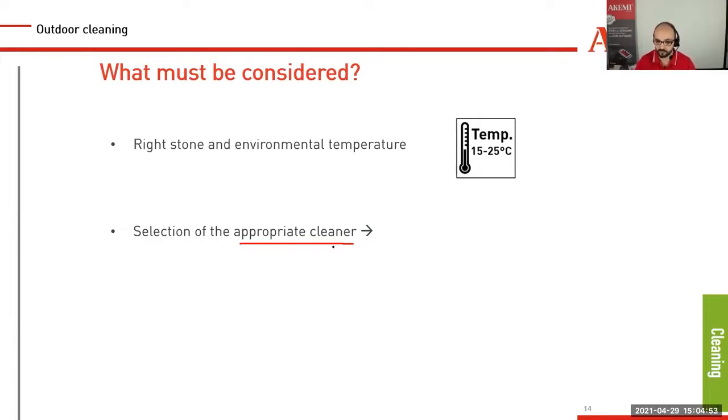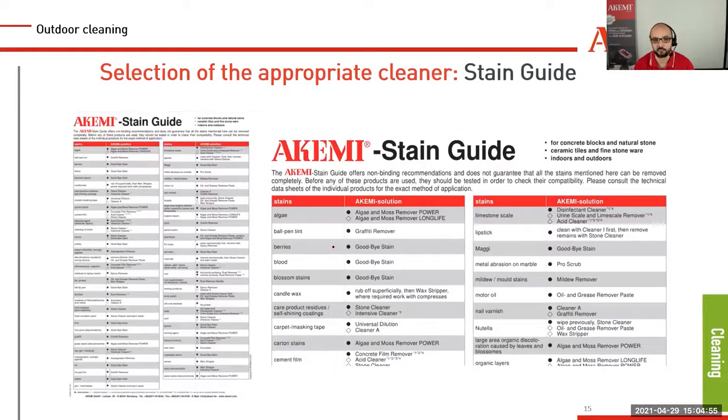Here we have a practical stain guide to know which cleaner I need to clean special stains. Let's say, for example, I have algae and moss stains on the floor of the terrace. Here on the right, I can find the Akemi solution, which is the Algae Moss Remover Power, for example.